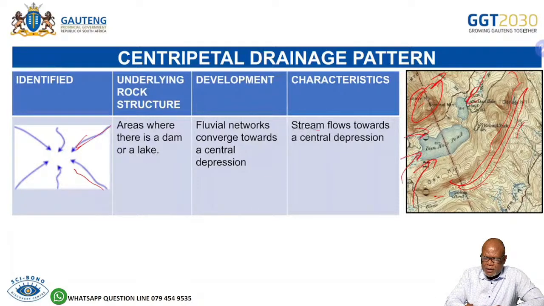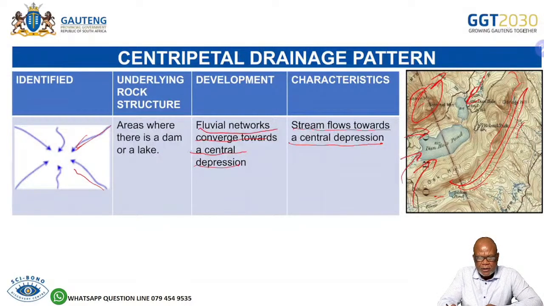So the streams are flowing towards a central depression. So this is a central depression. It's a low-lying area. It's a lake. So the streams are flowing towards the lake here. So this is your centripetal pattern. Now, how does it develop? The fluvial network converges towards a central depression. So the fluvial, which means the water network, flows towards a lower lying area. So that is how your centripetal pattern is going to form.